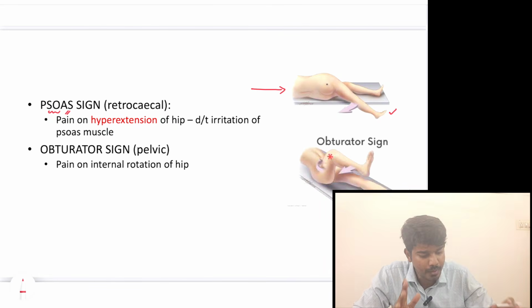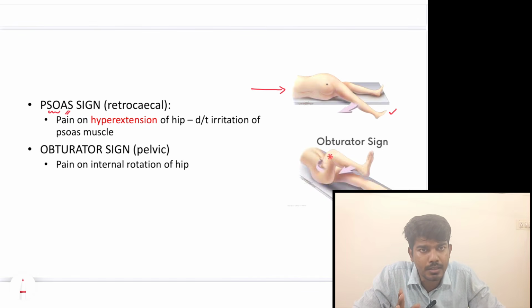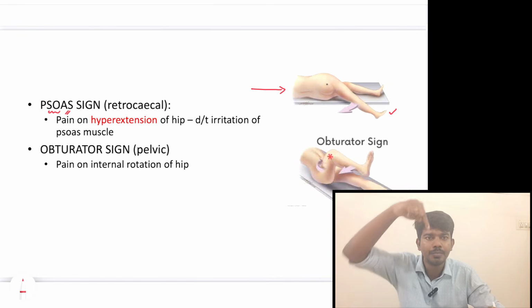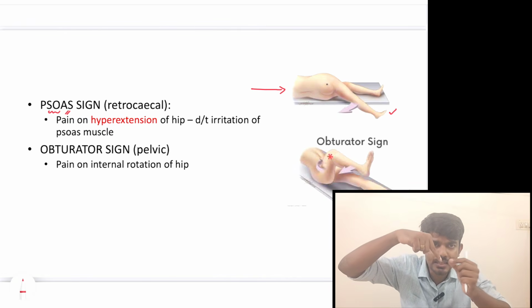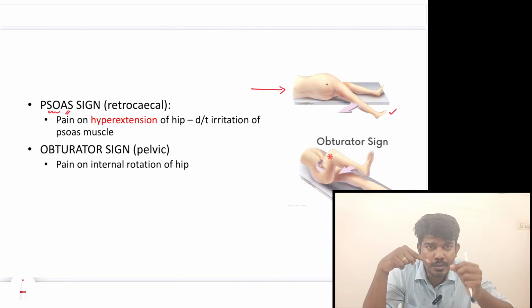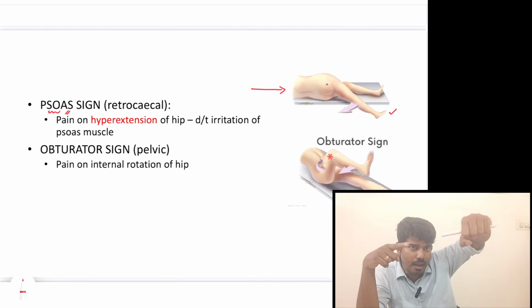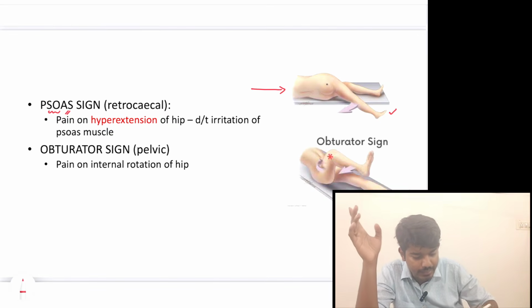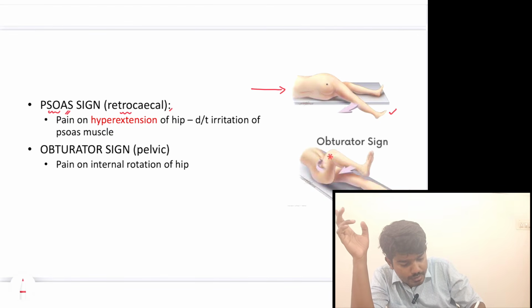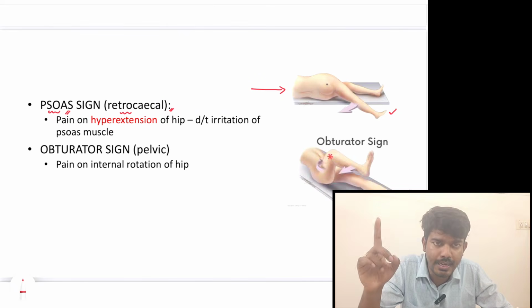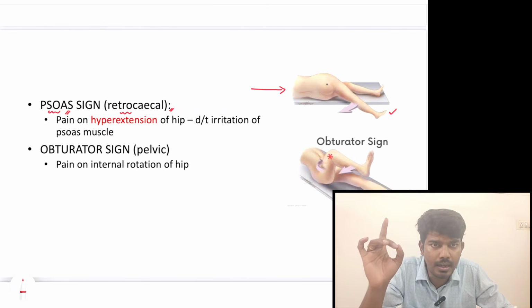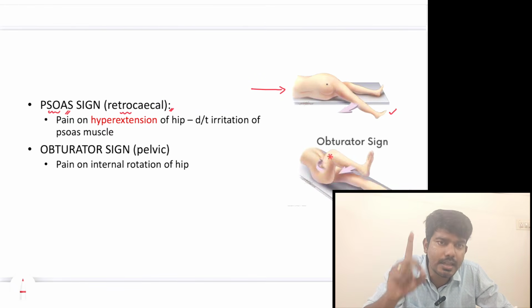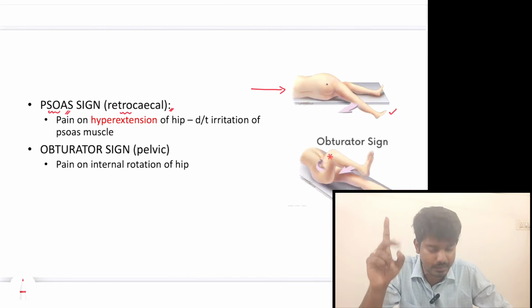At that time, the patient will be having pain in the right iliac fossa because of irritation of the psoas muscle. The inflamed appendix will be touching the psoas muscle, which is moved with the hyperextension of the hip. If there is pain at that time, it is suggestive of retrocecal appendicitis. Psoas sign is suggestive of retrocecal appendicitis. Retrocecal appendicitis is the most common type of appendicitis.